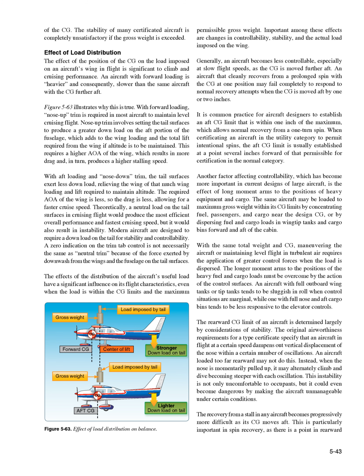Effect of load distribution. The effect of the position of the CG on the load imposed on an aircraft's wing in flight is significant to climb and cruising performance. An aircraft with forward loading is heavier and consequently slower than the same aircraft with the CG further aft. Figure 563 illustrates why this is true. With forward loading, nose-up trim is required in most aircraft to maintain level cruising flight.